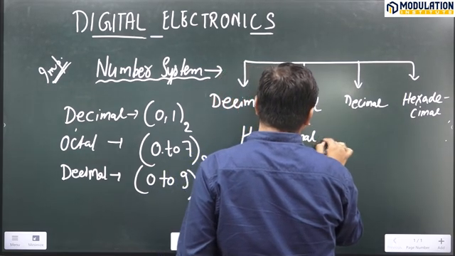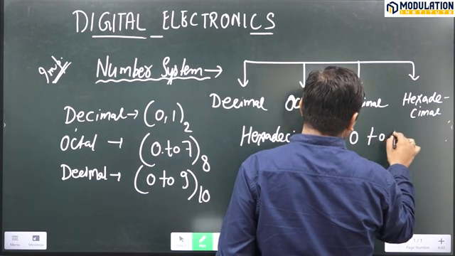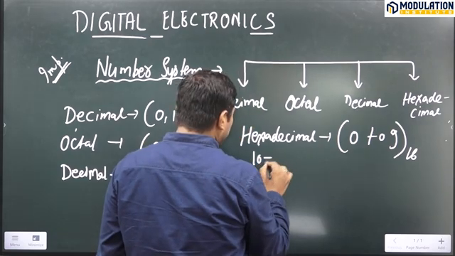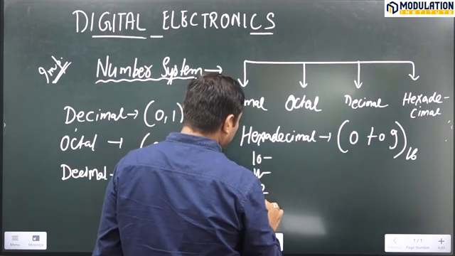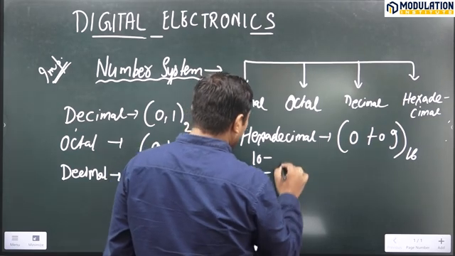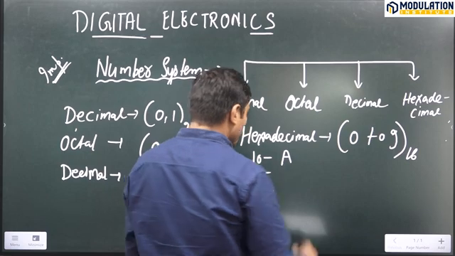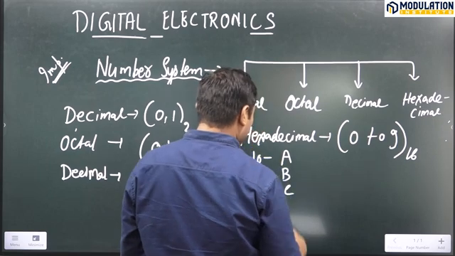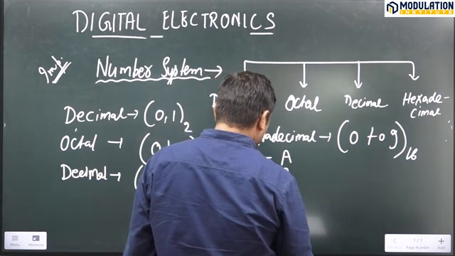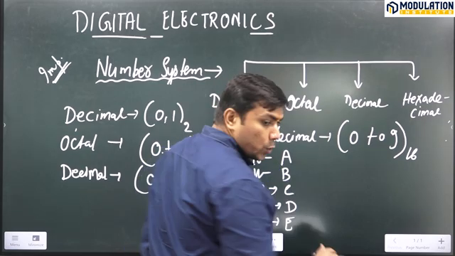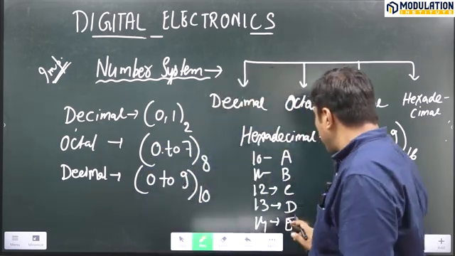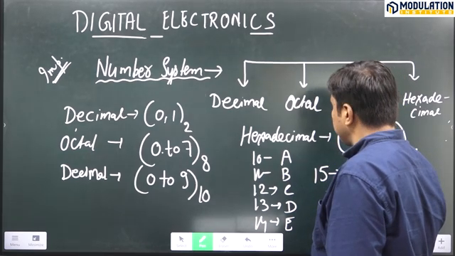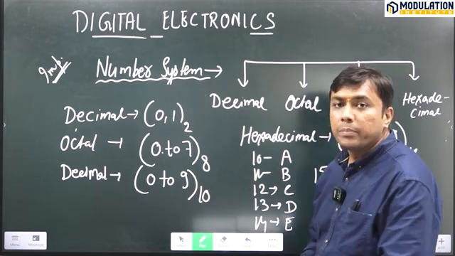In case of hexadecimal, there is some slight difference. It goes from 0 to 9. Right? But after that 10, 11, 12, 13, 14 comes. 10 is represented by A. The 11 is represented as B. The 12 is represented as C. The 13 is represented as D. And the 14 is represented as E. And 15 is represented as F. So this is all about the hexadecimal number system.